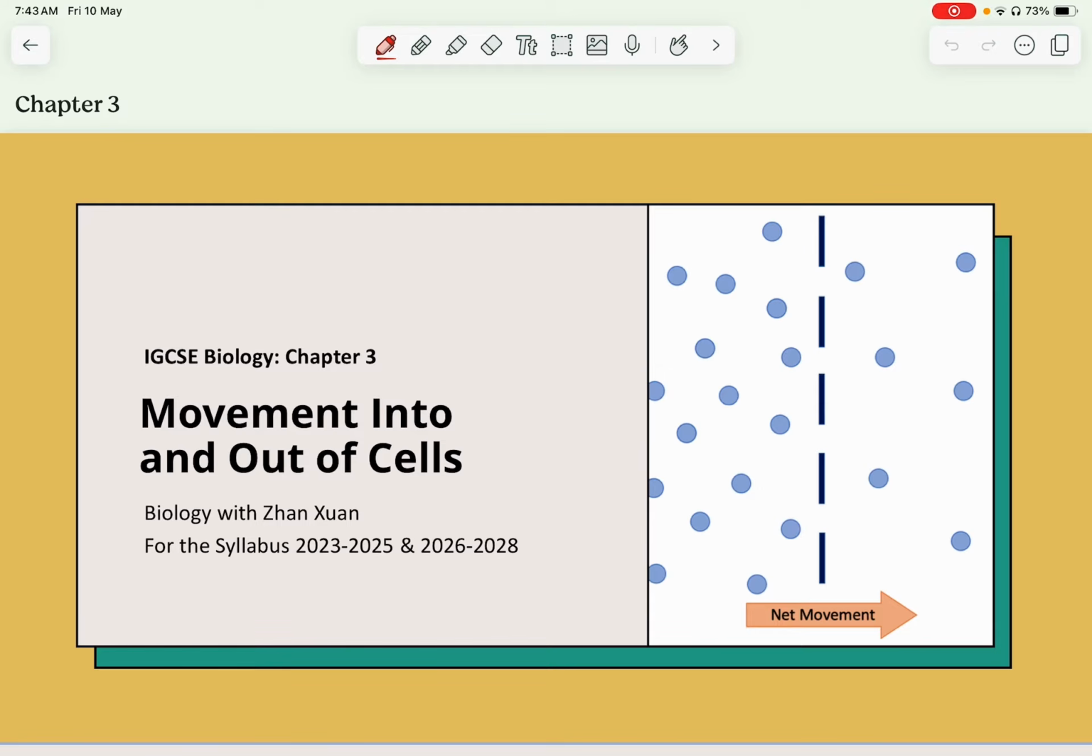So today we are going to do chapter 3, which is the movement into and out of cells. This chapter is of course for the syllabus between 2023 to 2025 and 2026 to 2028.